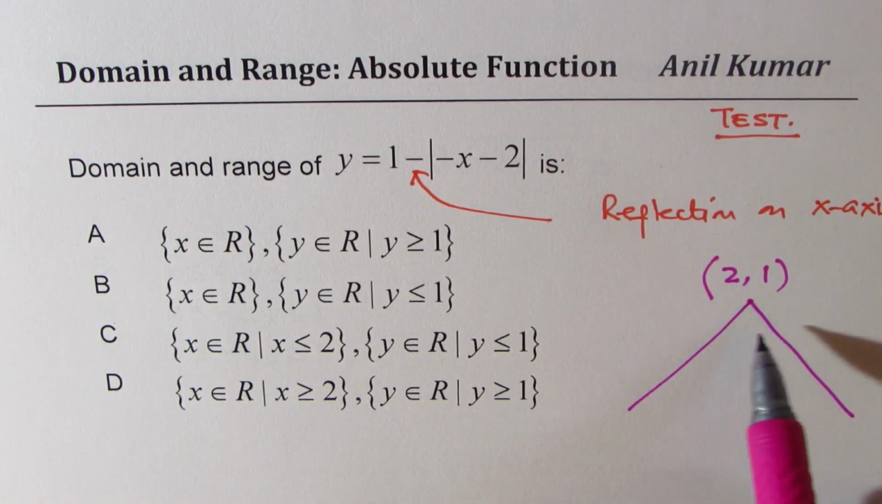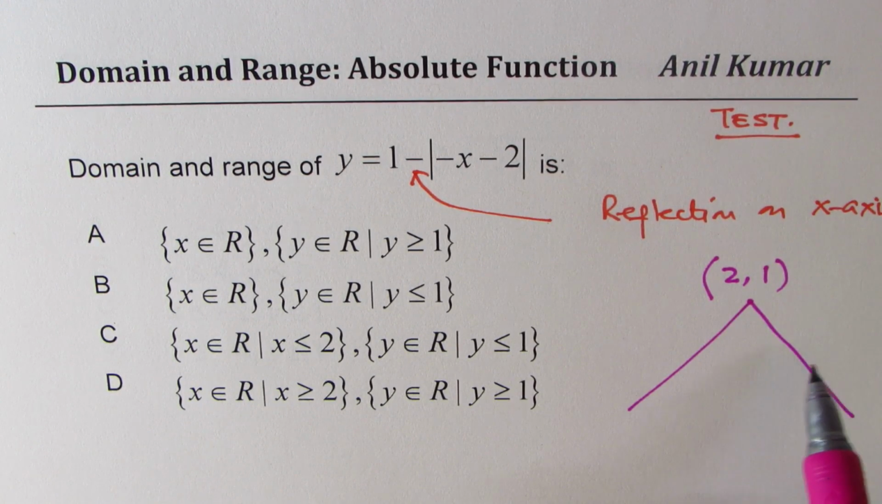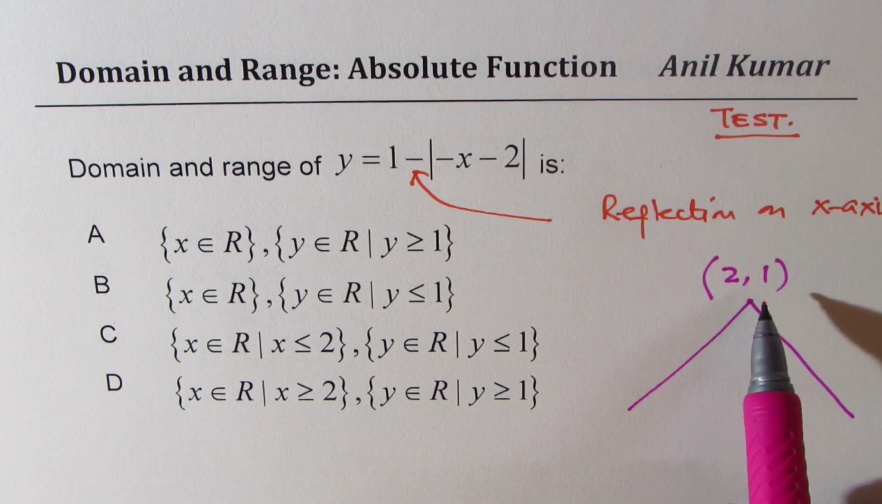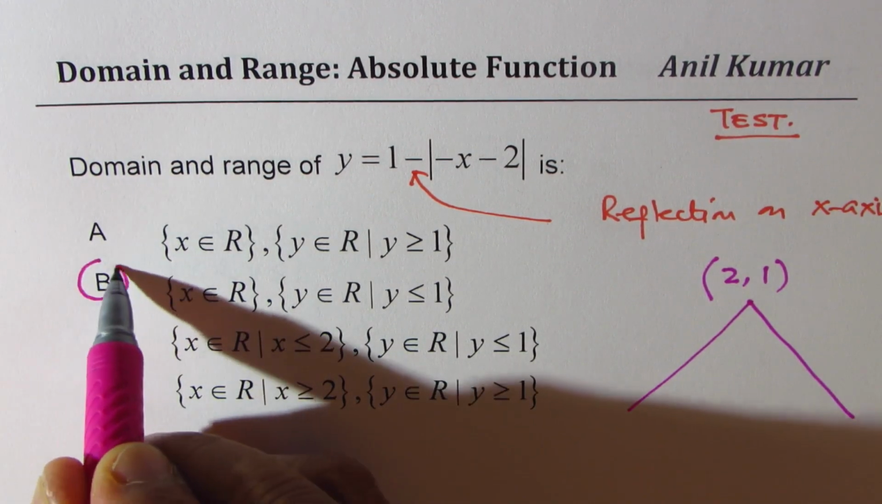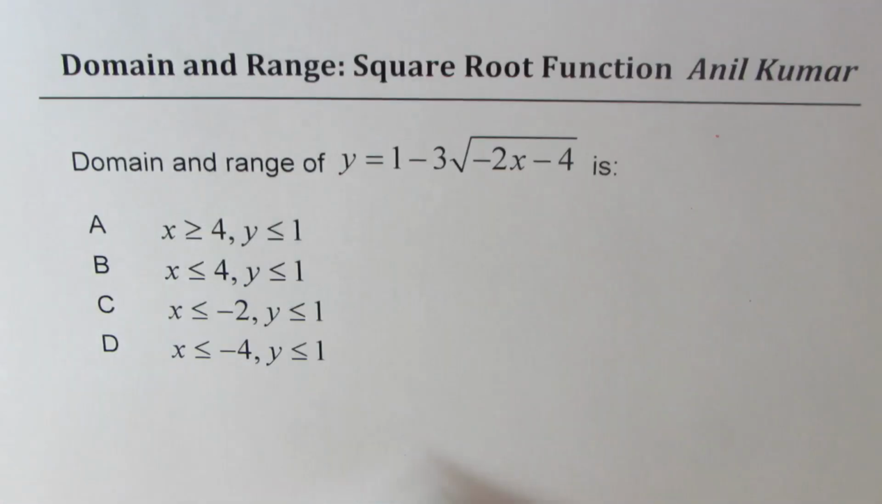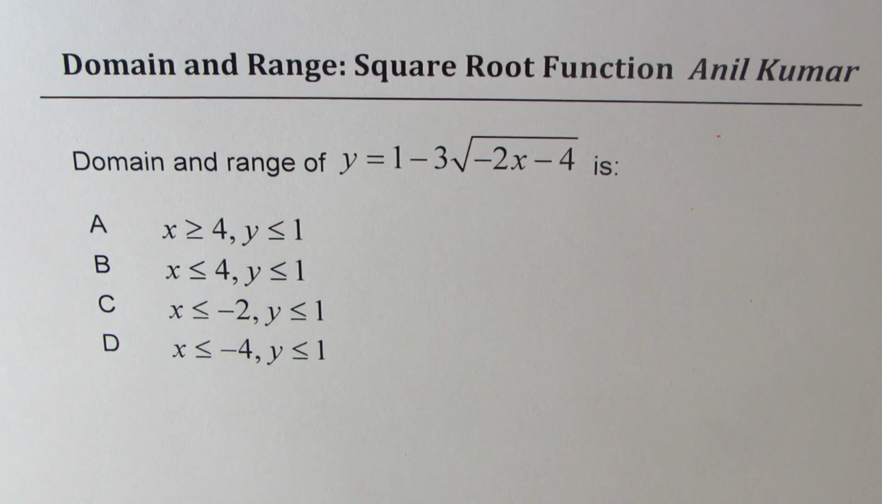So domain is not a problem. Domain is all real numbers, but the range is less than or equal to 1. So that is what you're looking for. Option B is the right option. So I hope this concept is clear, how you can easily find the solution for domain and range of absolute functions. Now, after doing all this exercise with many functions, I have a test question for you.